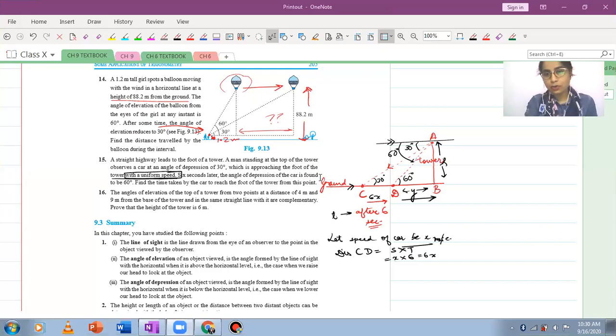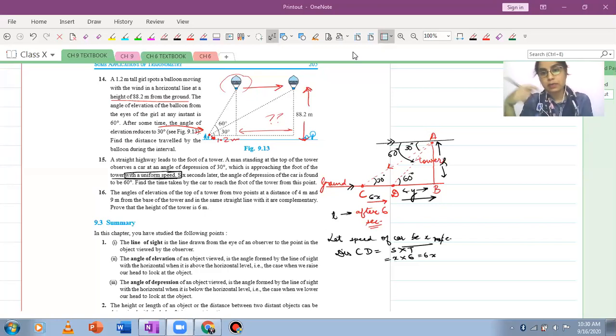So we want to find out the distance that the car has covered from point C to point D, its initial position to its second position. And to find that out, I'm going to use the time taken. And in order to use the time taken by the car, I'm going to use the speed of the car. They have indicated that the car is moving with a uniform speed. So that's what I started with. I have assumed that the car is moving at a speed of X meters per second.